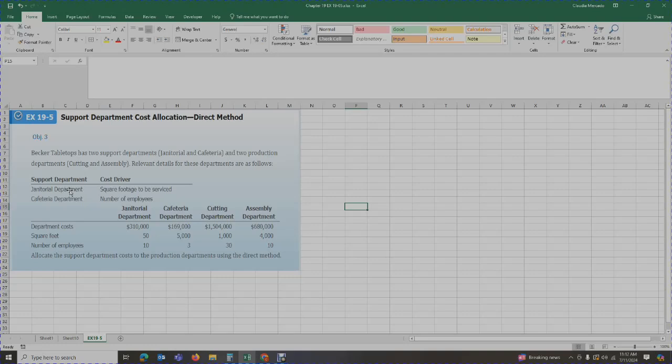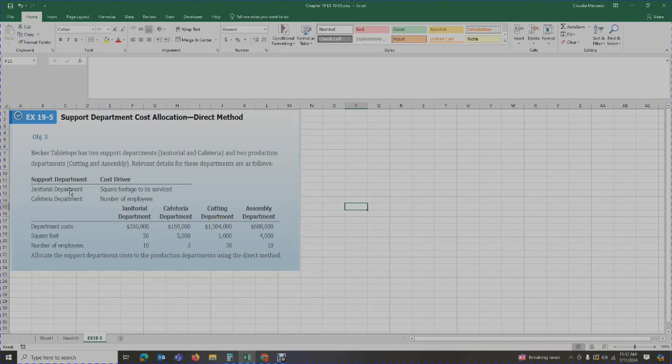The cafeteria department is there to provide cafeteria services to the employees of the production departments, okay? The cost driver for the cafeteria department is the number of employees, okay? So we're going to allocate the cost of feeding the employees based on the number of employees in each of the departments, okay? So we have four departments in total, janitorial and cafeteria.